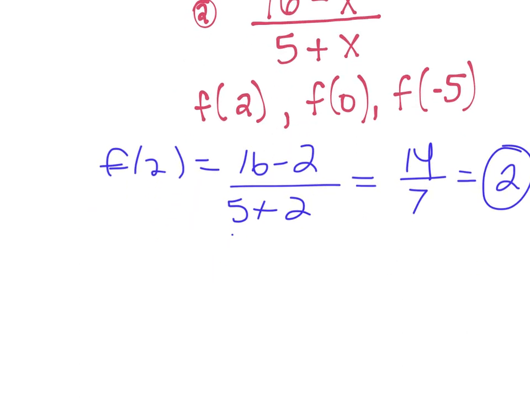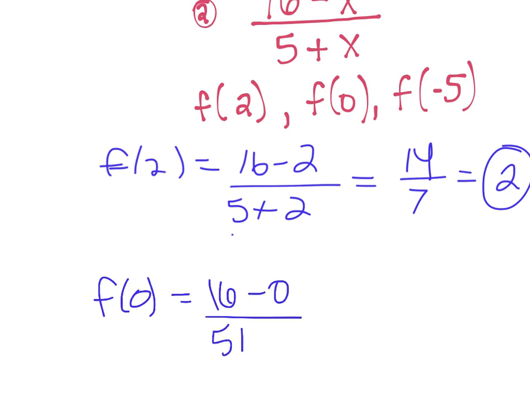All right. So now I'm going to plug in what number? 0. So I have 16 minus 0, correct? Over 5 plus 0. So 16 minus 0 is? 16. 5 plus 0 is? 5. Does that simplify at all? Nope. Could I make it into a mixed number? Yeah. Do you have to? No, I wouldn't bother.